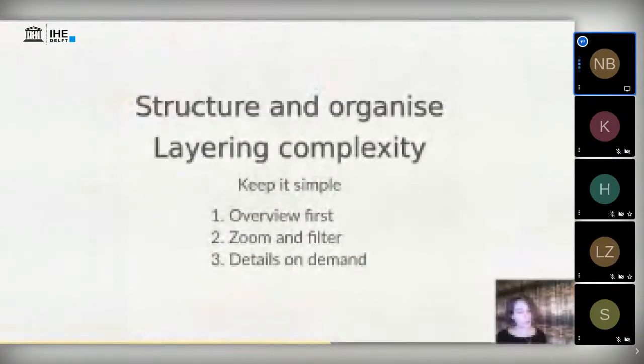And why does this work so well? It's because they structure and organize everything really, really well. They also make use of this thing that I call layering the complexity. In order to keep it simple, you start out with an overview first. As you saw, they just start out with giving you one data set to look at. Then on user request, we can zoom in and filter all this data. Even on demand, I can ask for more data and explore the data at my own pace. So they really layer the complexity in this application very well.